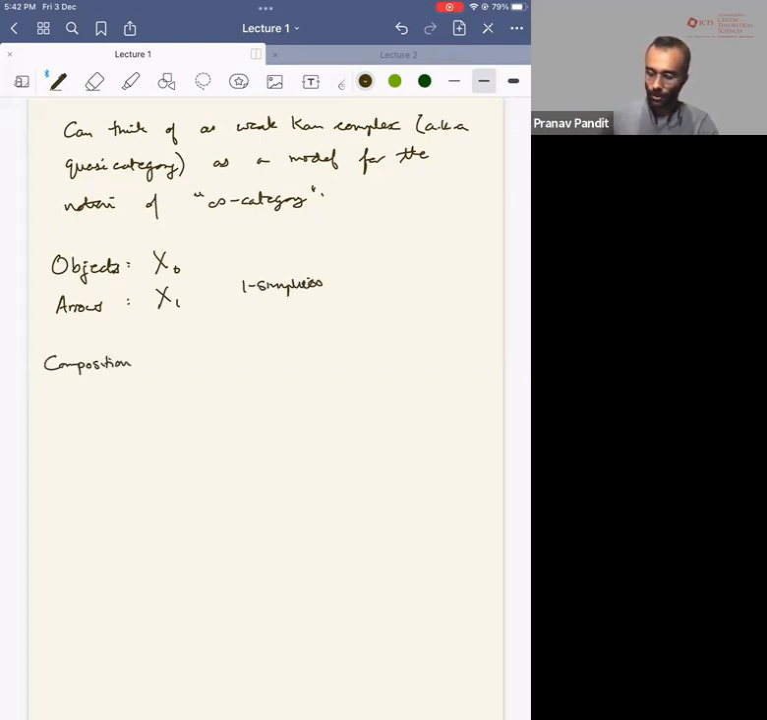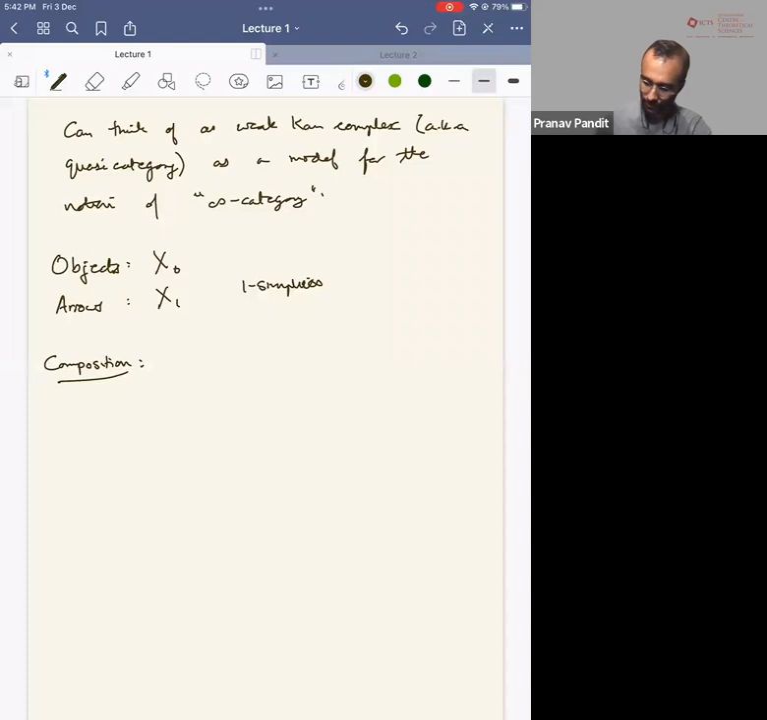of arrows, I should tell you how arrows are composed. Composition is not defined. You don't specify one particular composition, but you simply encode abstractly all possible compositions that you could define. This infinity category is defined by giving a family of possible compositions, and that family should satisfy some sort of higher associativity and so on. So I'm going to explain how that works in this setting.